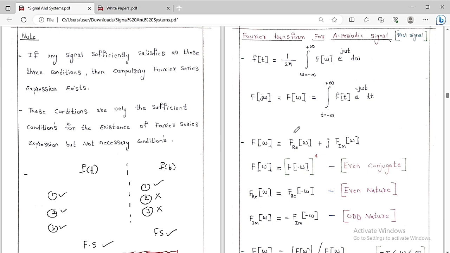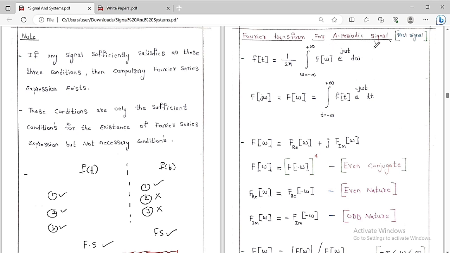There is a small confusion here. A Fourier series is for the periodic signal, so the Fourier transform is for the aperiodic signal. I guess it is an aperiodic signal, not a periodic signal. So basically we are going to discuss the Fourier transform for an aperiodic signal only.